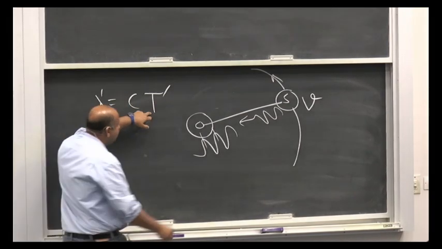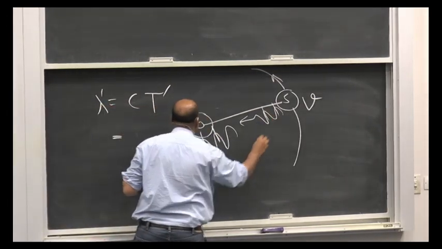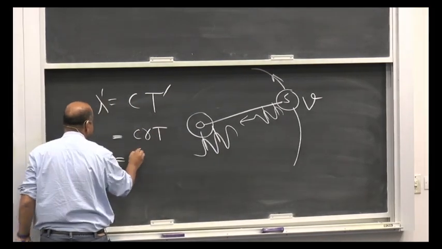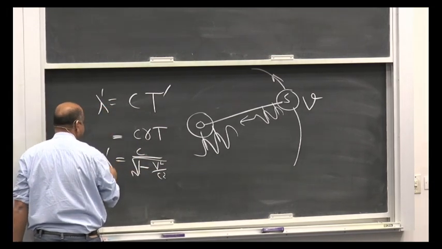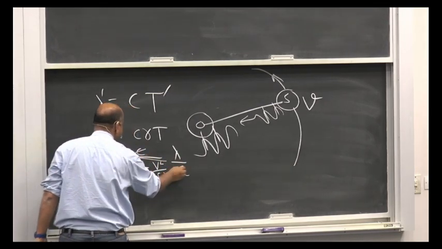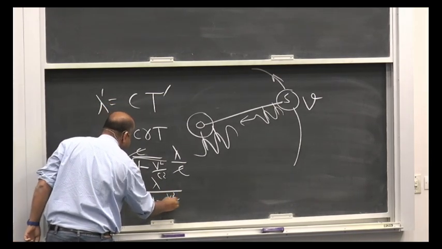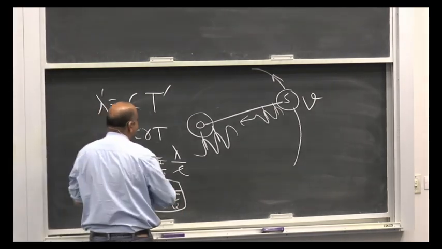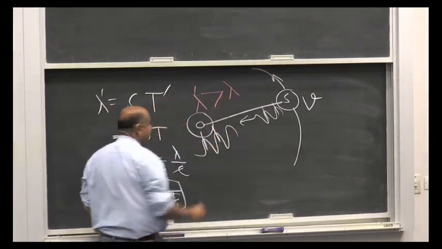But this time interval is now dilated with respect to this time interval by this factor gamma: t is t0 over the square root of 1 minus v squared over c squared, and this t0 is lambda over c, so this cancels, so we have lambda prime equal to lambda over the square root of 1 minus v squared over c squared. And you see, lambda prime in this case is always greater than lambda.